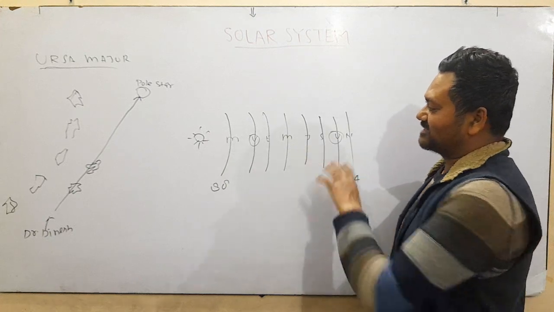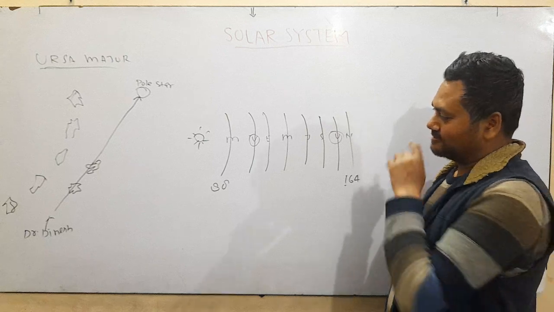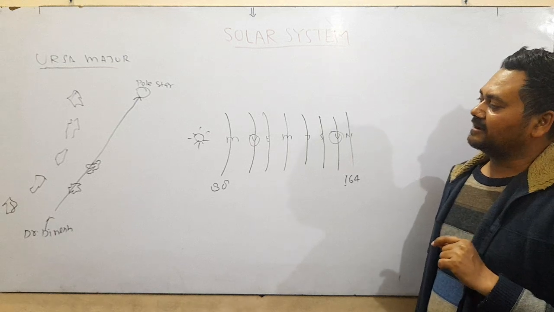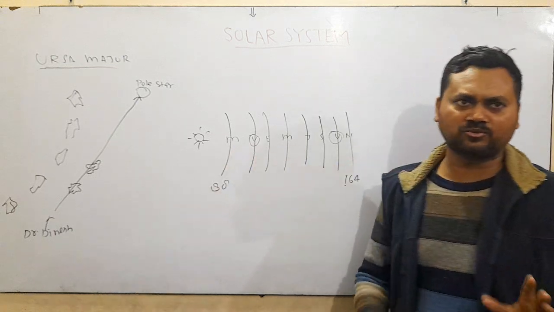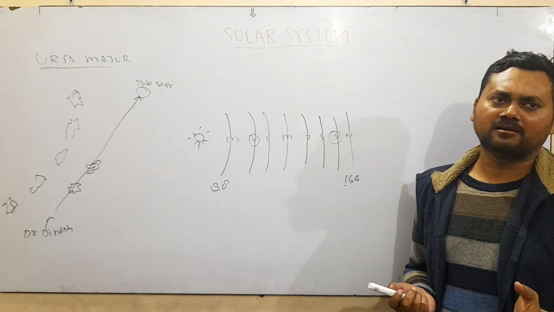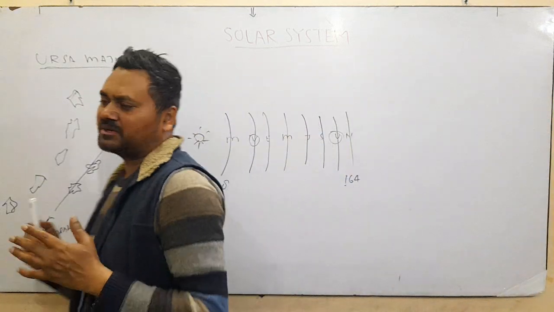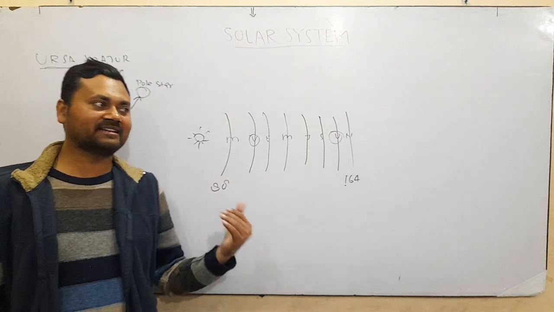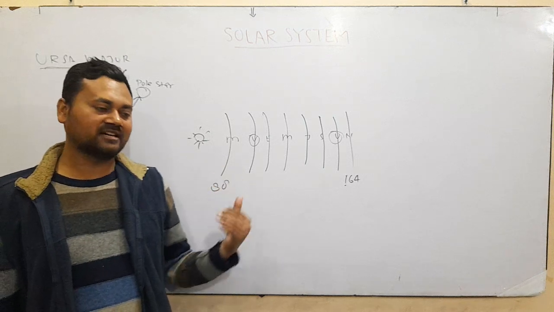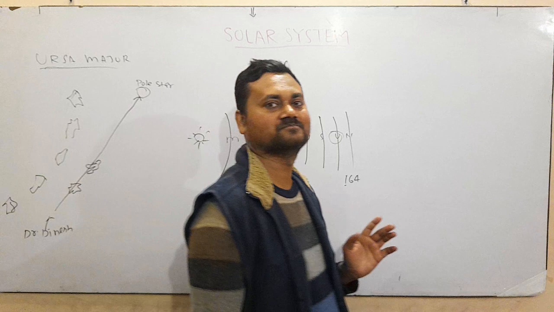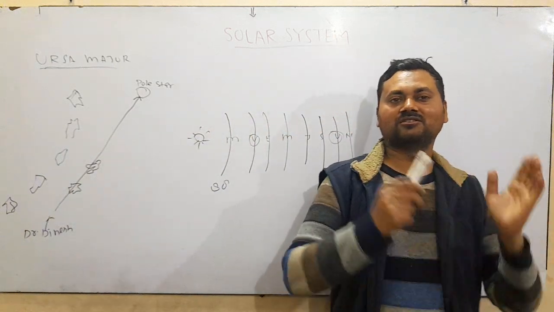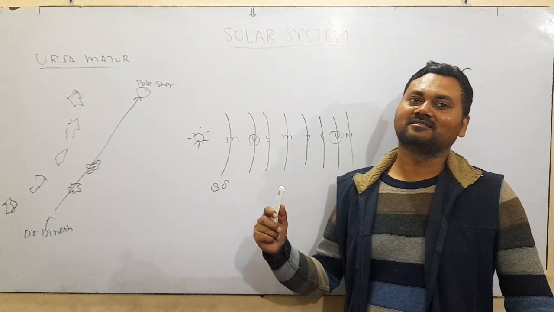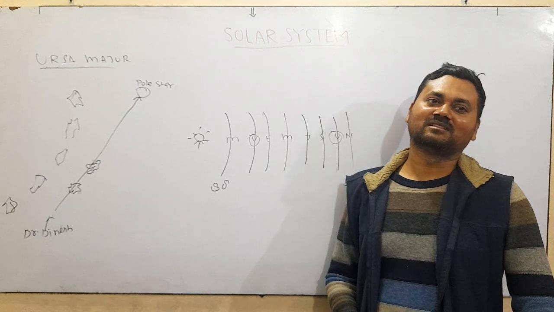By the way, I'm not going to discuss the detail of all these planets. One more thing I would like to tell here: this is the sequence which is very easy to remember. But once UPSC asked a question in the NDA exam to arrange the planets according to their size from smaller to larger, then what will be the size?